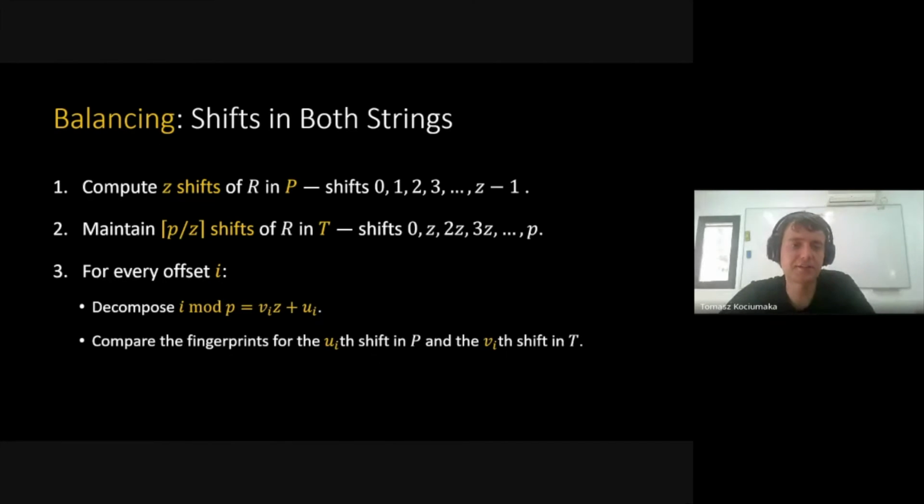And now for every offset I, it turns out that there is an aligned shift among those considered in the pattern and among those considered in the text. To obtain the actual indices, you just need to divide I modulo p by z with remainder. Then this gives the actual indices of the shifts that need to be considered among those for the pattern and among those for the text.